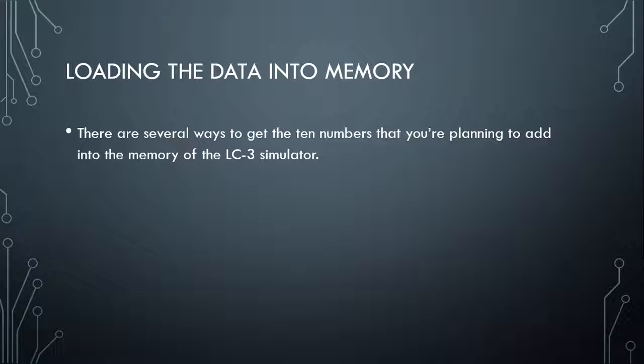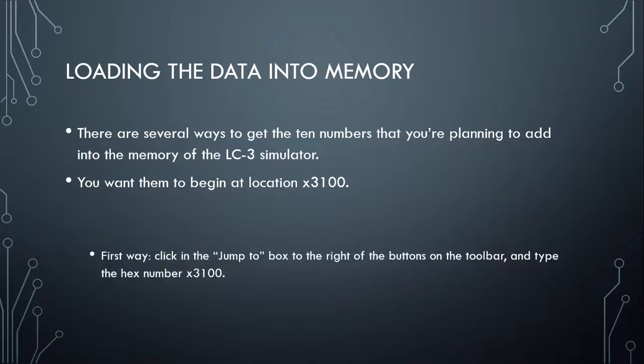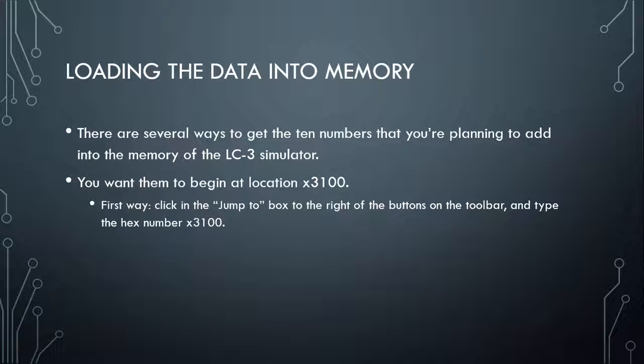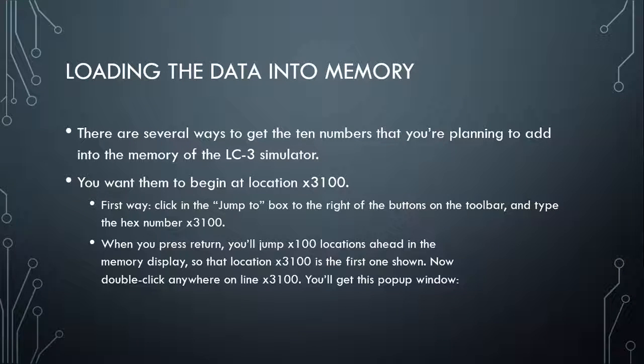There are some ways to get the 10 numbers that we're planning to add into the memory of the LC-3 editor or simulator. We want to begin those at location 3100. So the first way is that we can click on the Jump To box in the right buttons on the toolbar and type the hex number 3100. When you press return, you'll jump 100 locations ahead in the memory display so that the location 3100 is also shown. Now double click anywhere on that line, 3100.